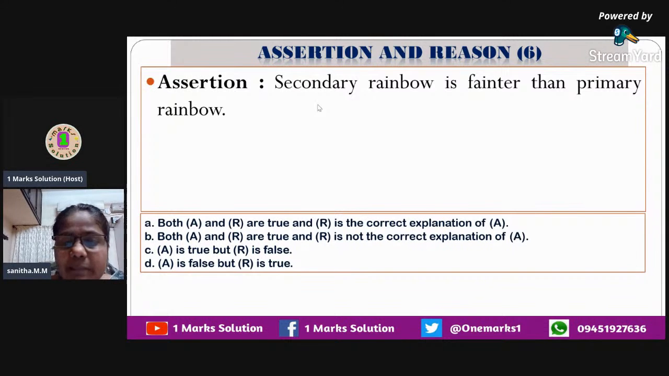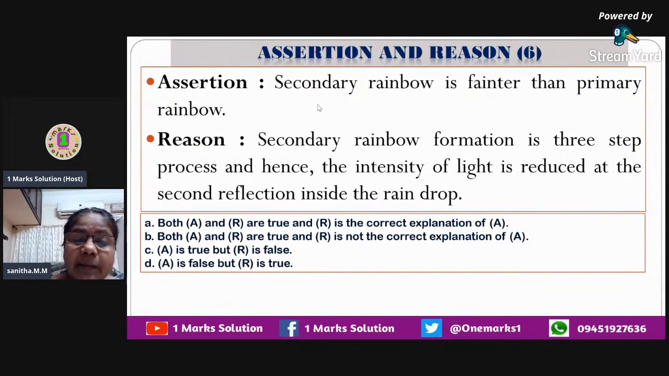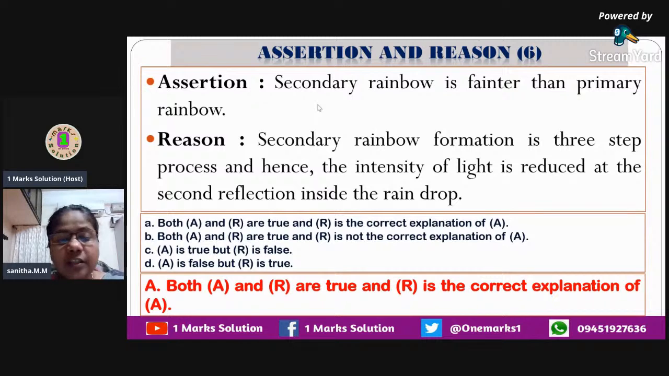So the assertion is absolutely correct. What about the reason? Secondary rainbow formation is a 3-step process. I told that. And hence the intensity of the light is reduced at the second reflection inside the raindrop. So which will be the answer here? No doubt both assertion and reason are true, and we can say the reason is a correct explanation of the assertion.